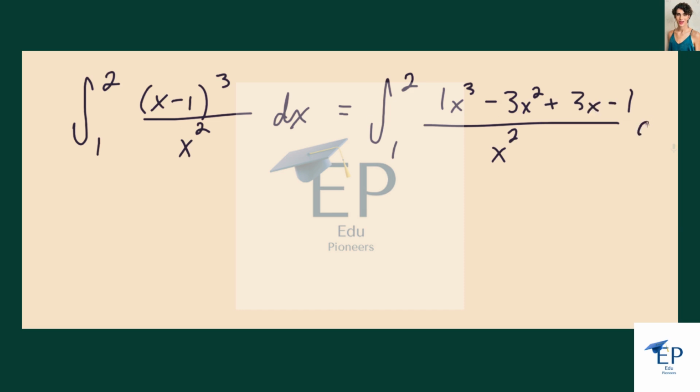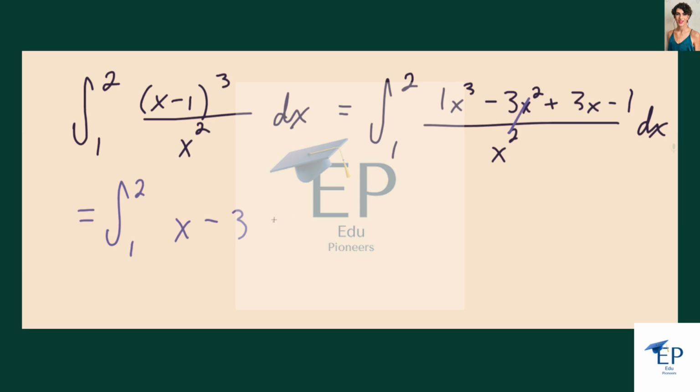And if you don't believe me, you can FOIL that out 3 times. But there is a shortcut, and that's using Pascal's triangle. So now what I would do is divide each one of these pieces. So I'm still not doing the antiderivative. x cubed divided by x squared is just x. These x squareds would just cancel.